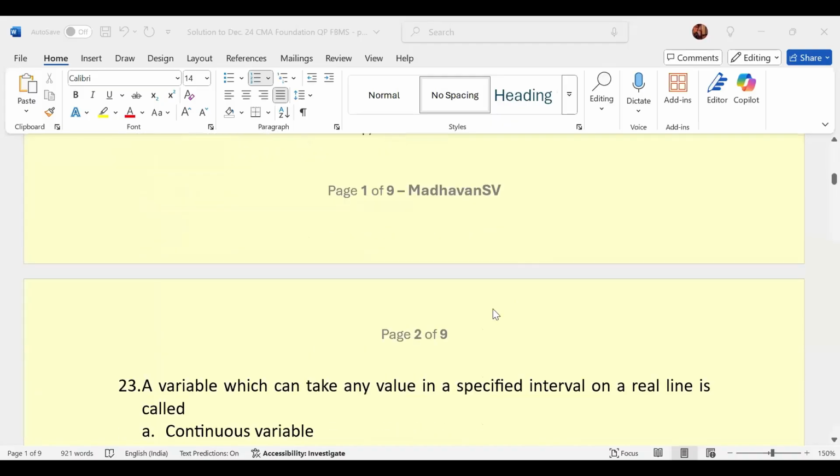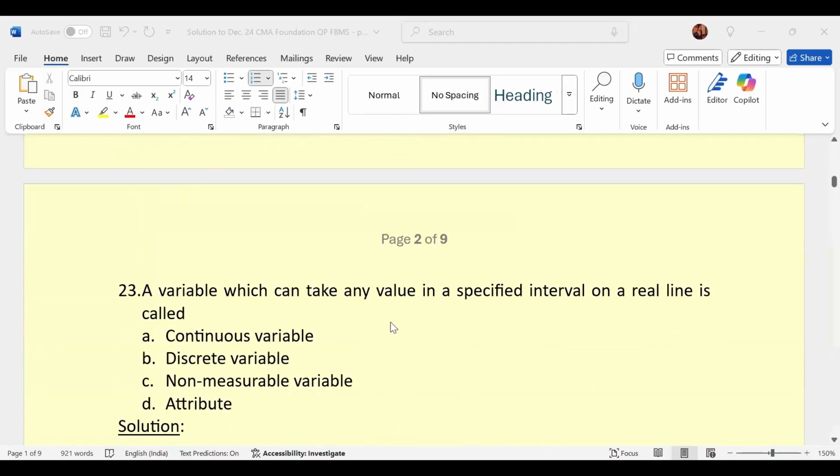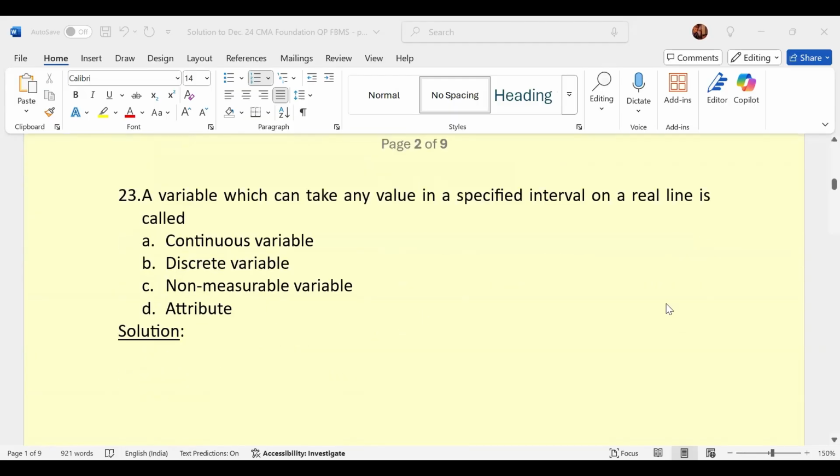Let's proceed with the next question. A variable which can take any value in a specified interval on a real line is called, it is clear, a continuous variable. So the answer is option A.